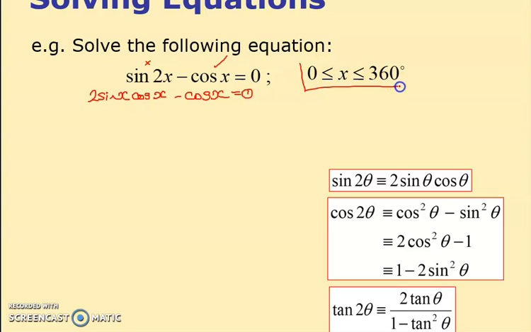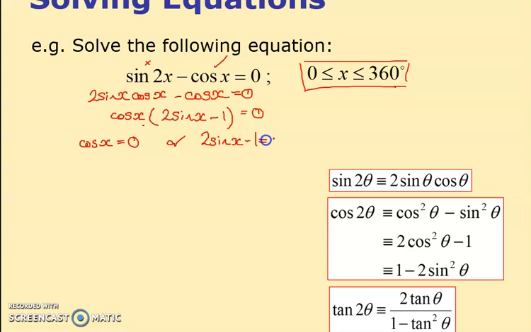Notice that's my range of values. You could try to divide by cos x, but it's not a very good option. Take out cos x as a common factor, and that gets you cos x times 2 sine x minus 1. Because it's something times something else is naught, either cos x is 0 or 2 sine x minus 1 is 0. If cos x is 0, I do the inverse cos of 0, and remember this is in degrees, so make sure you are in degrees. That gives me 90 degrees, which is one solution.